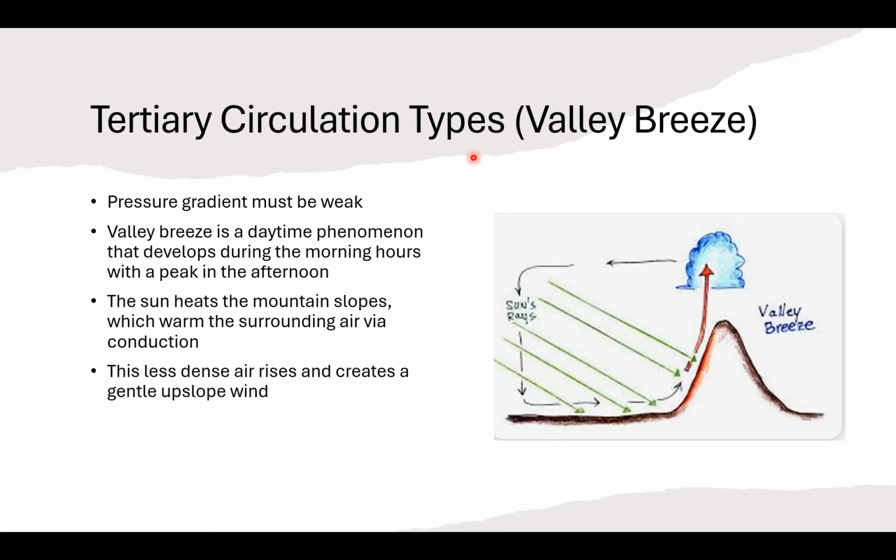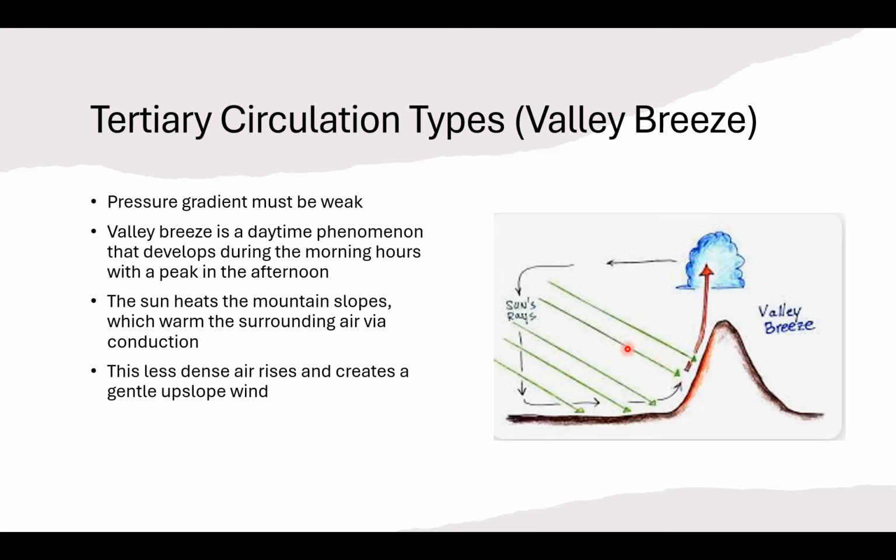Valley breezes now. If you live in an area of mountainous terrain, again, you need to have a synoptic scale pressure gradient that's weak. And this is typically going to happen during the summer season. Now, the valley breeze happens during the daytime. It develops during the morning hours and reaches a peak in the afternoon. The sun heats the mountain slopes, which warms the surrounding air via conduction.